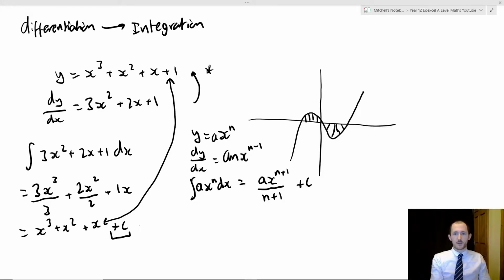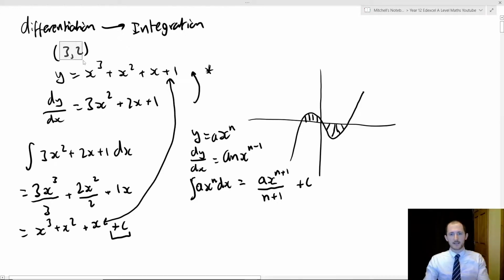So in order to find out what that is, we would need to have a coordinate that exists on this curve. For example, I know for a fact that when x equals 0, y equals 1. So if I subbed in x is 0, y is 1, I could then figure out what the value of c is. But you have to introduce the plus c whenever you integrate.